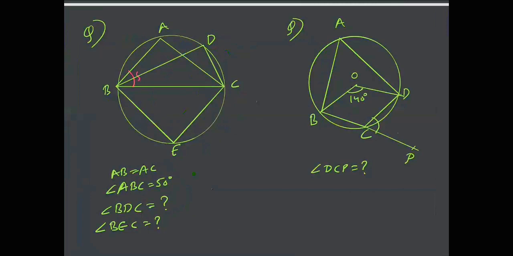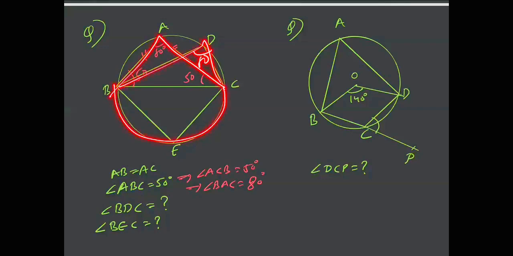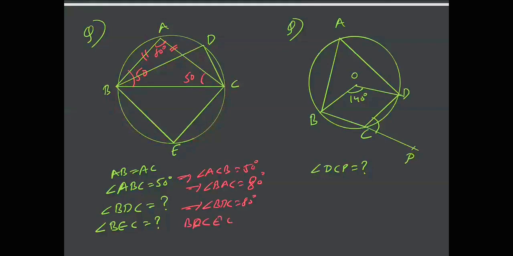So ABC is 50, and since AB is equal to AC, this implies that ACB is also 50. So this finally implies that angle BAC is 180 minus 50 minus 50, so this is 80 degrees. If this is 80, then this arc will subtend the same angles, right? So angle BDC is also 80 because the angles are in the same segment. And BDCE is a cyclic quadrilateral, right? So angle BEC is 100 degrees because opposite angles are supplementary. So this angle would be 100 degrees.